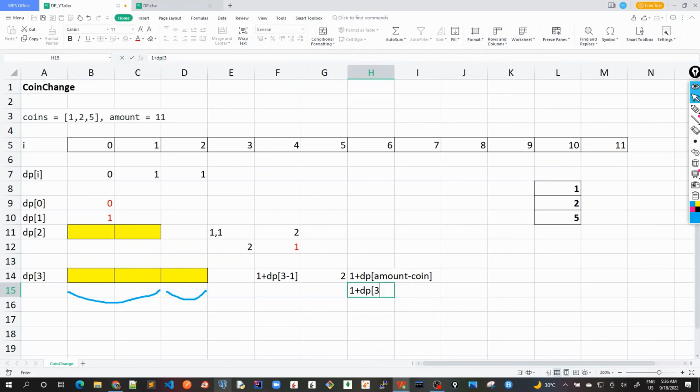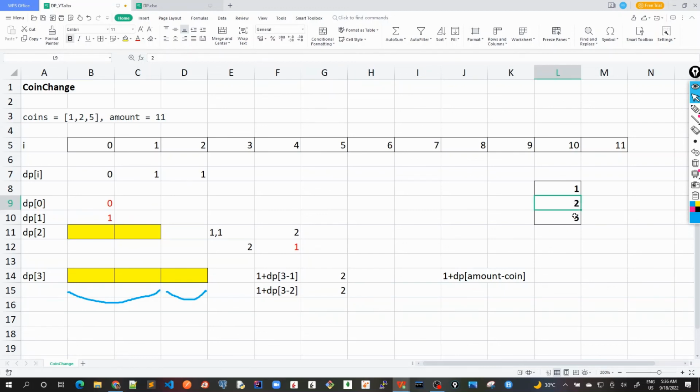And then we choose DP of, this is the same formula. Amount is 3, the total amount we have to make is 3, and the coin denomination is 2. So it should be 1 plus DP of 1. I should write this formula here. So this is our generic formula we created. So here we see that 1 plus DP of 3 minus 2, that is 1 plus 1, again 2.